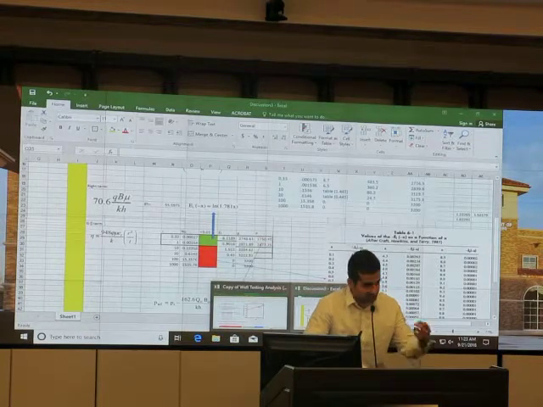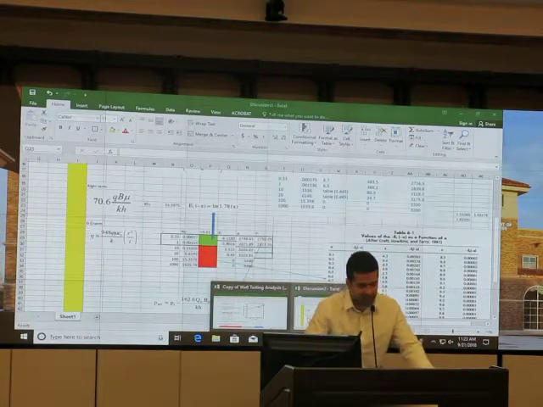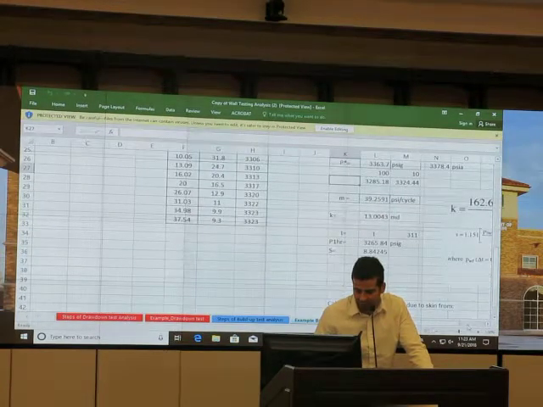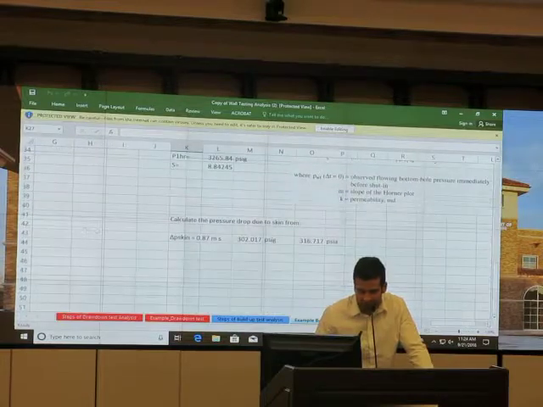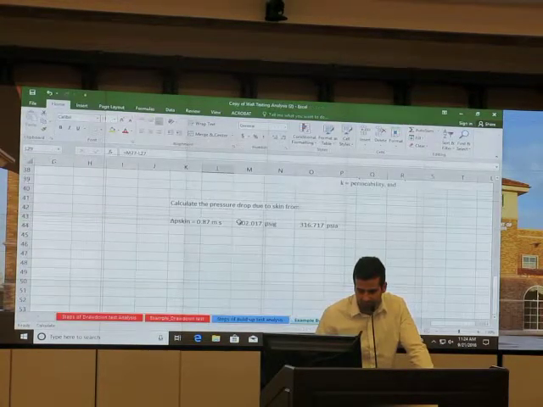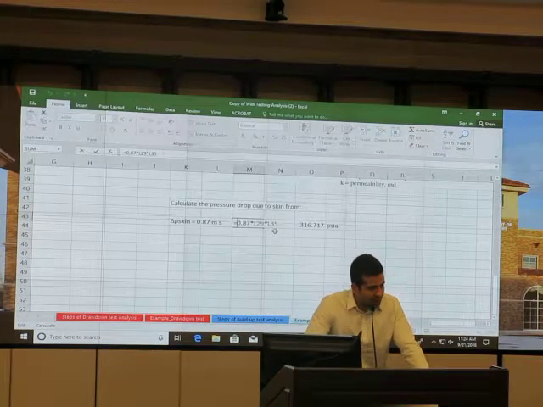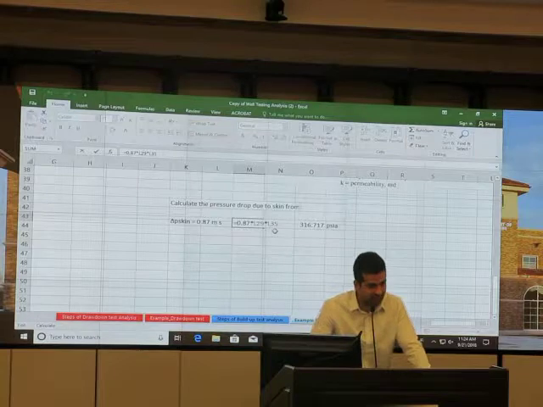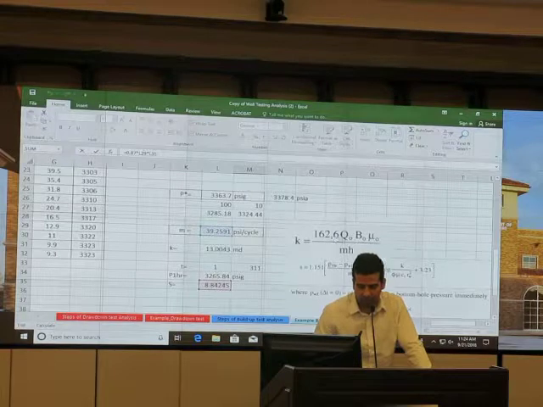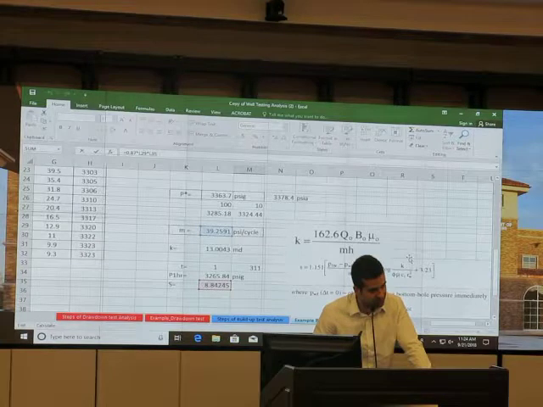The pressure drop due to skin, for whatever case, is calculated by using this term here, which is pressure drop. What is the pressure drop? It is 0.87 multiplied by 162.6 q_o B_o mu_o divided by kh.